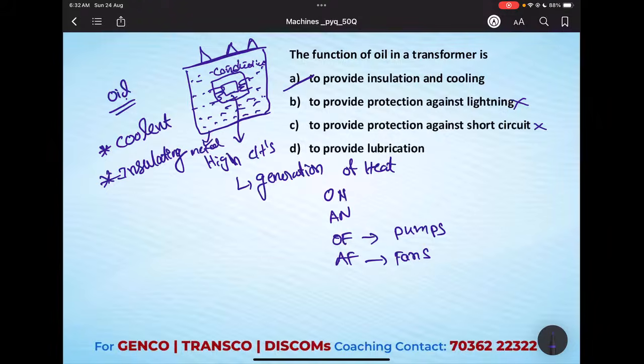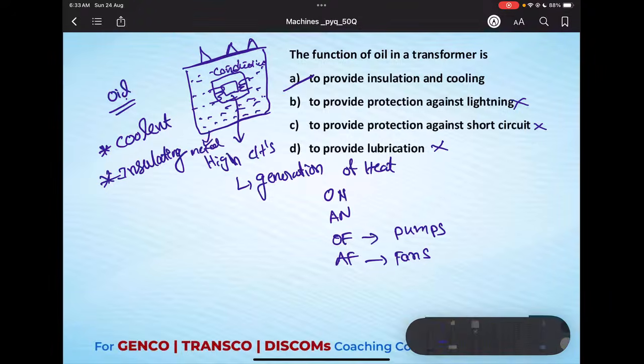To provide lubrication? Since we already studied that in a transformer there are no moving parts at all. Where lubrication is required is where there are moving parts with frequent movement. There we need lubrication. In a transformer, there are no moving parts at all. So this is also not correct. Okay, we'll move on to the next question.